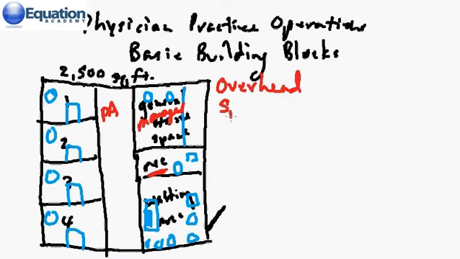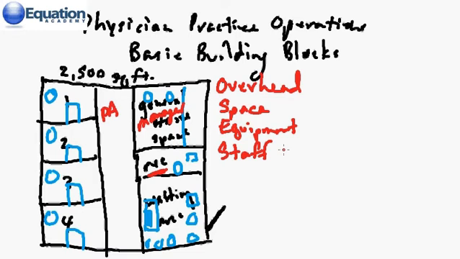And the first is space. So this is the physical space that the physician occupies to do his or her work. Second would be the equipment and supplies needed for the physician to do their work. And third are the staff. So these are the people that the physician needs to employ.